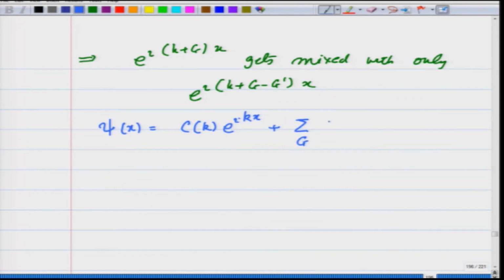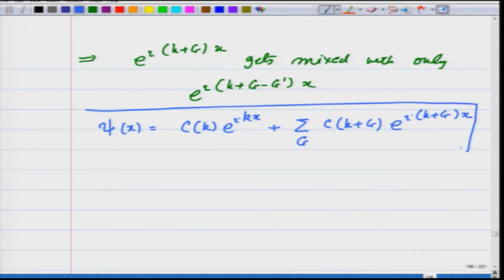Now, I am going to label it as c_k plus g e raised to i(k plus g)x. Earlier, I had not written the c_k, it was just c_g. So, k was c_0 and then c_g. Now, I am specifically writing this k because k gets mixed only with k plus g, not any other k. So, I can actually label this wave function as being specified by k.